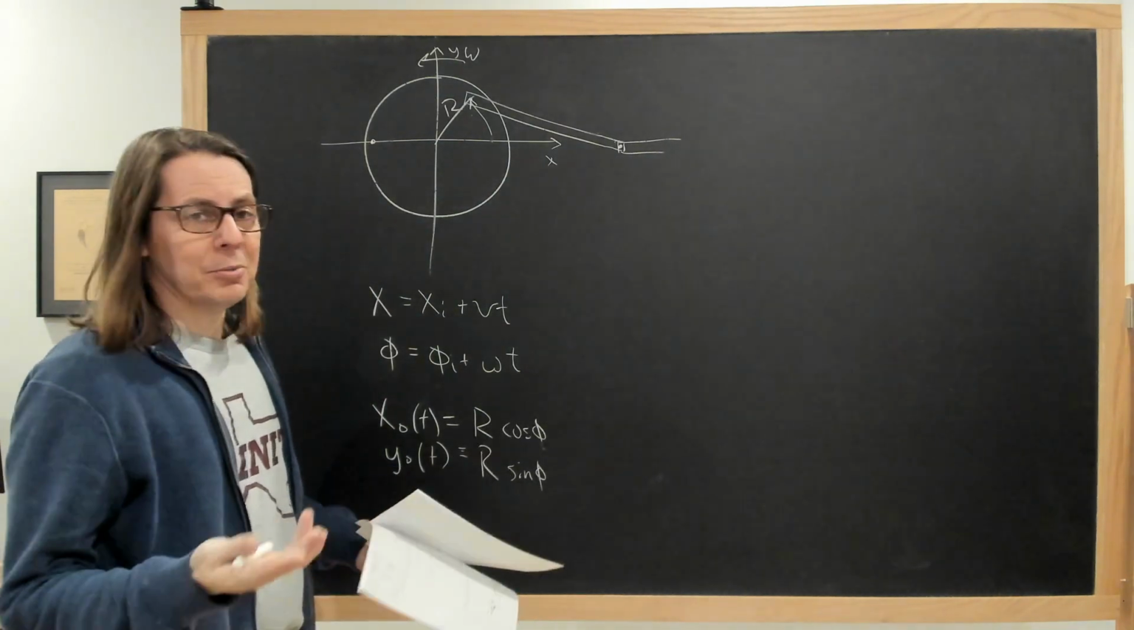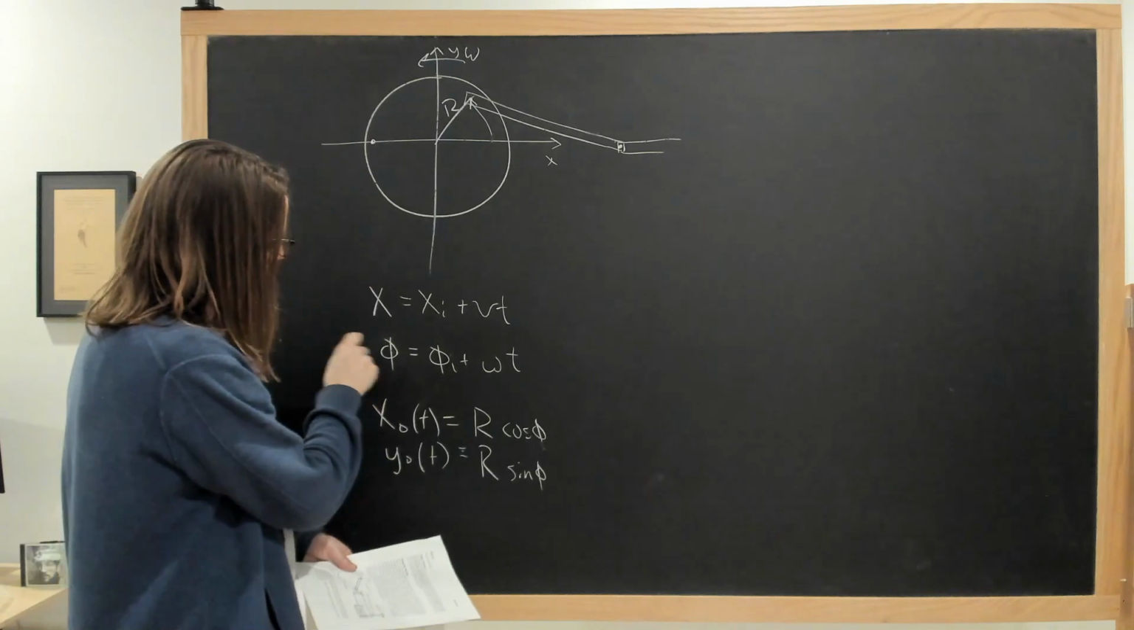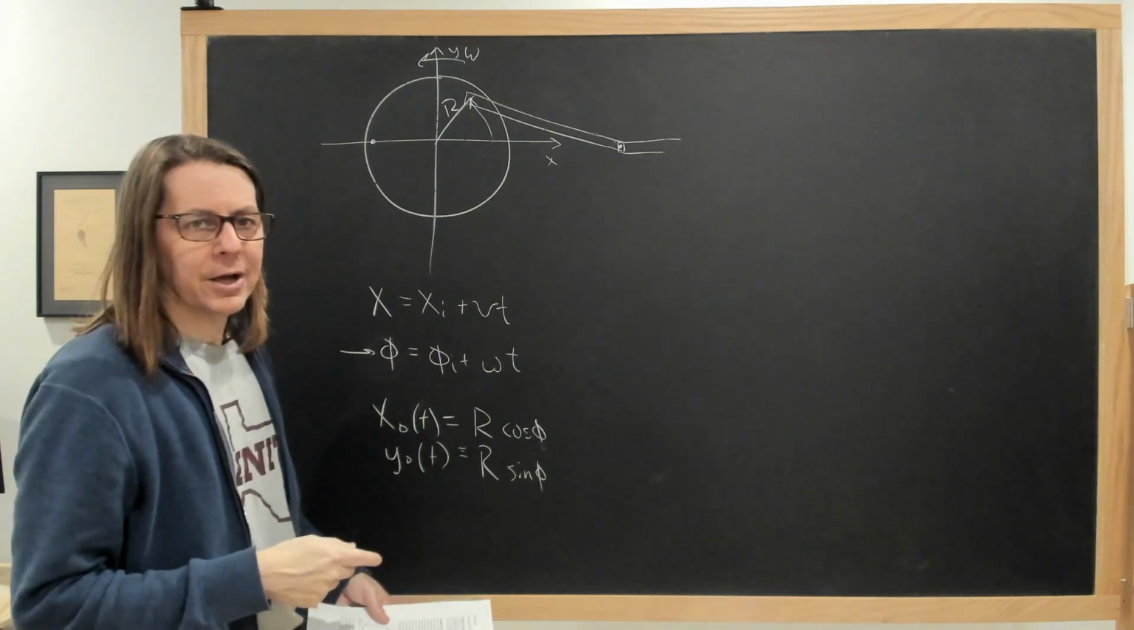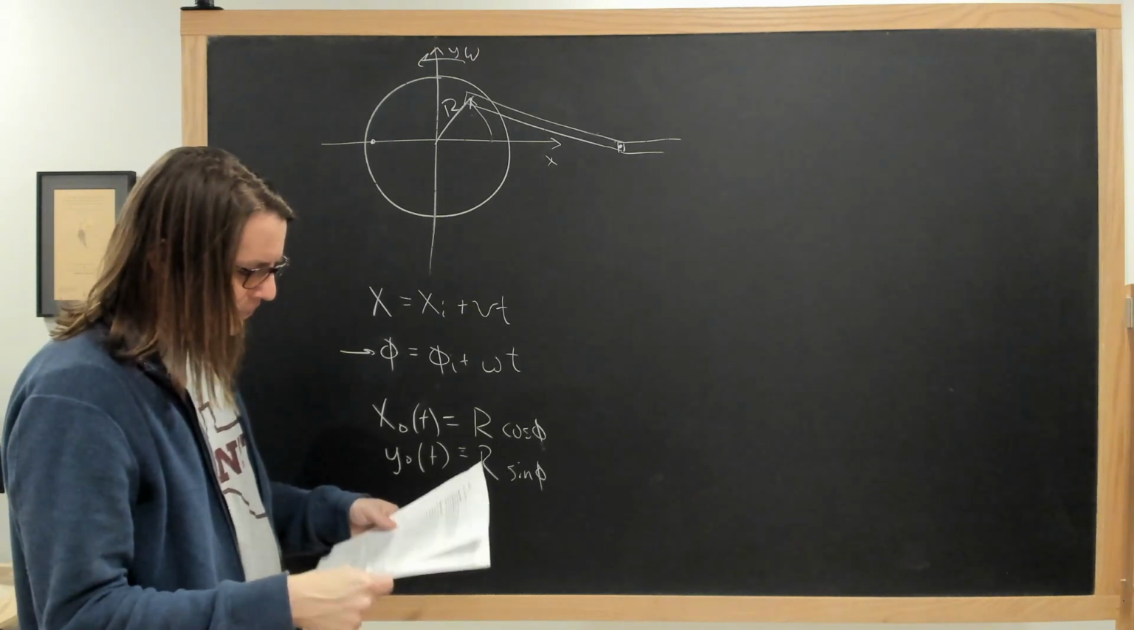So really A and B is mostly geometry. I'm just letting you know that all you need to use is constant angular velocity kinematics to be able to track that position.